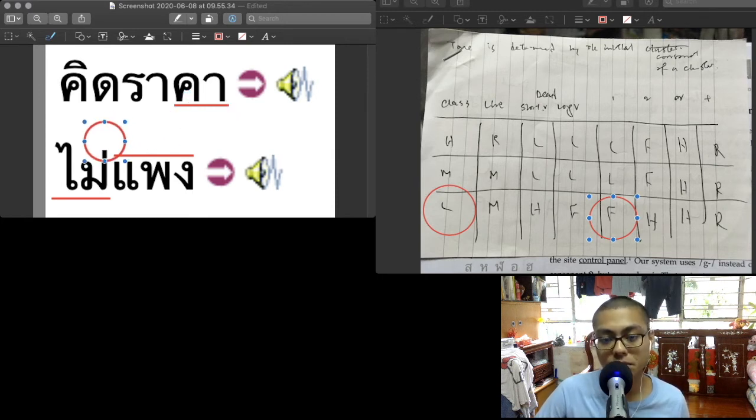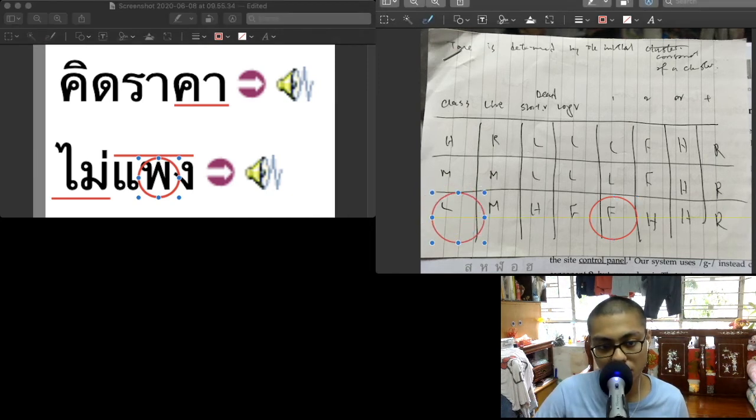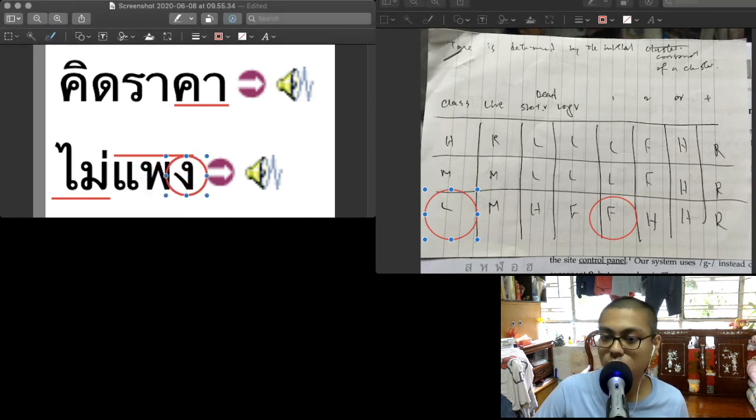The second syllable, again, we take a look at the initial consonant first. This one, popan, is low class. Here we have an ending consonant, which is ngongu. The ending consonant does not determine the tone class. It is the initial consonant. So, vowel, we have the bigger one.